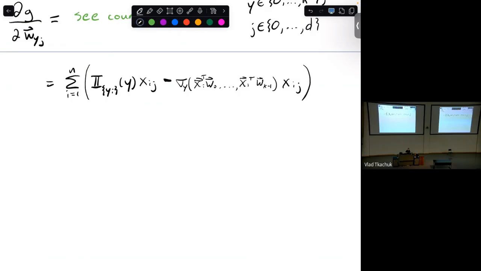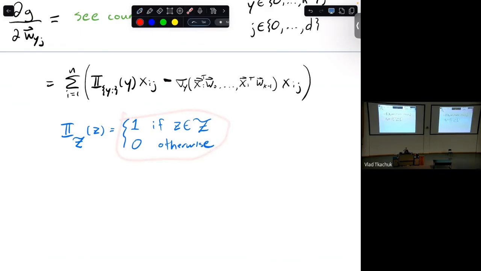Okay, so you end up with this kind of expression, and just for definition's sake, the way this indicator function works is you put a subscript, a set, and it takes in as input little z, and this function is equal to 1 if z is in the set and 0 otherwise. Okay, so instead of having to write this like piecewise function thing, it's nice to have some sort of common notation, and this is commonly used.